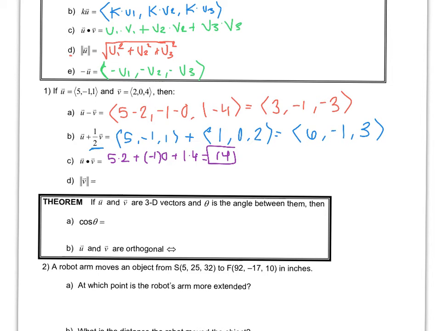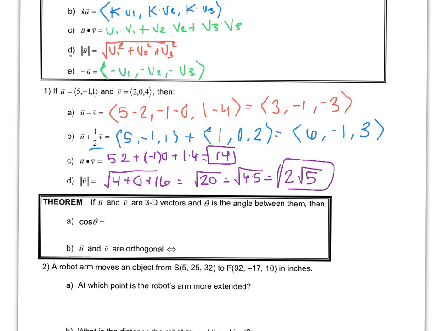And then lastly, the norm or magnitude of vector v, and that would be the square root of 2 squared plus 0 squared plus 4 squared. So we get the square root of 20 right here. 20 is 4 times 5, and the square root of 4 is 2. So this has a magnitude of 2 root 5. Okay, so I flew through all of that just because none of these concepts are new.